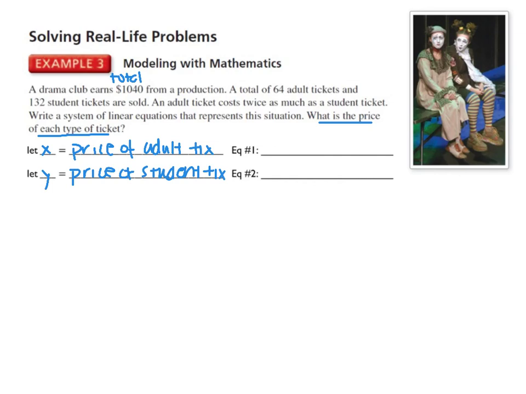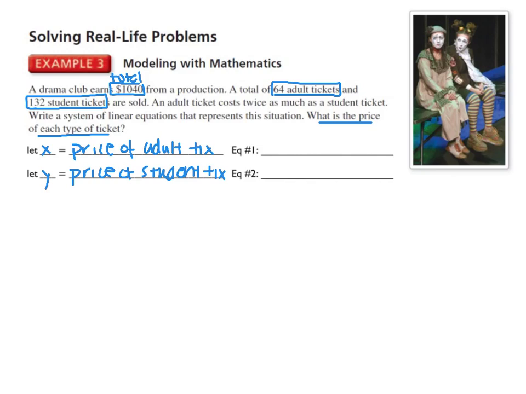What are my equations going to look like? It gave me a total of $1,040. How did they make that $1,040? Well, they had 64 adult tickets and 132 student tickets. If I multiply the 64 tickets by how much they cost, I figure out how much total money that is.